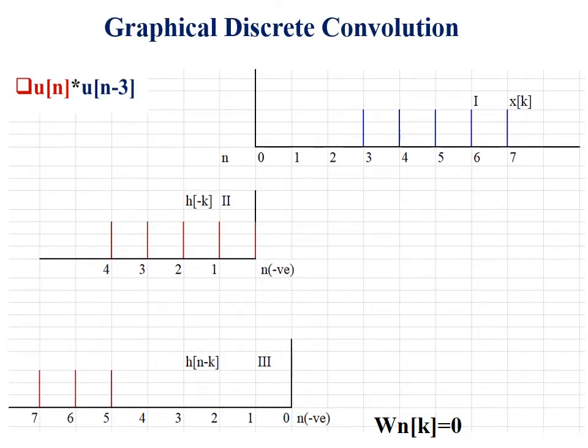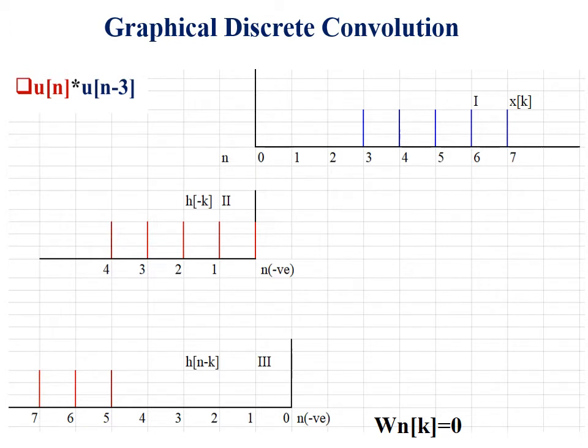Let us go on to the first problem, u of n convolute u of n minus 3, in a more elaborate way. u of n minus 3 has been sketched here as x of k, and it starts from 3 and goes on for a large value of n. The second step is generating h of minus k, which is a flipped version of u of n. Under a normal case, u of n would start from n equal to 0 and continue like this for a large n. A flipped version means it starts from 0, minus 1, minus 2, and so on for a large n.